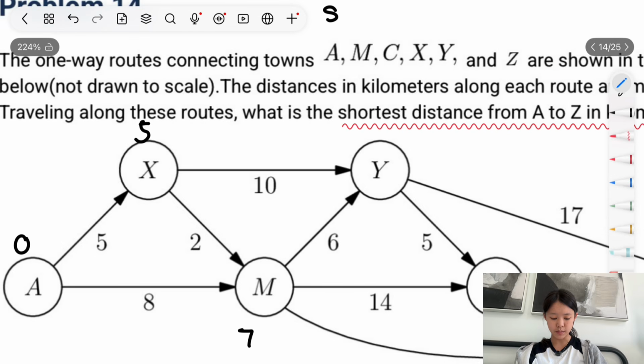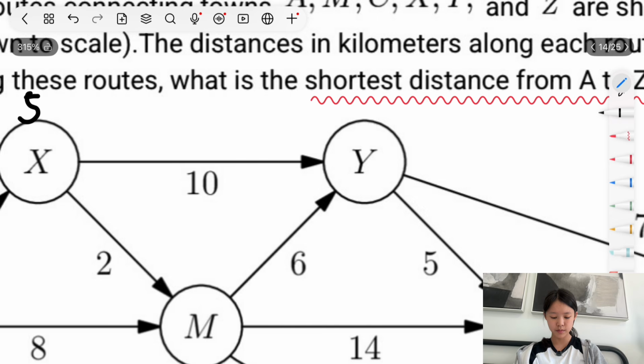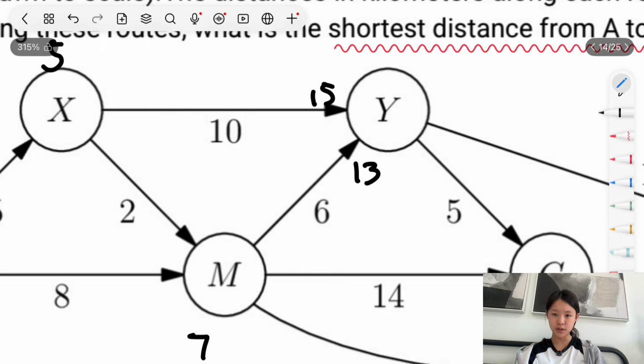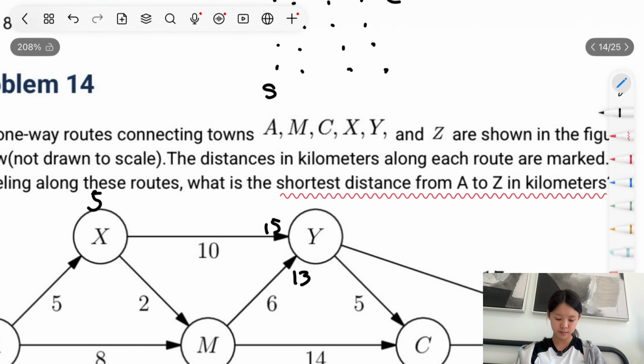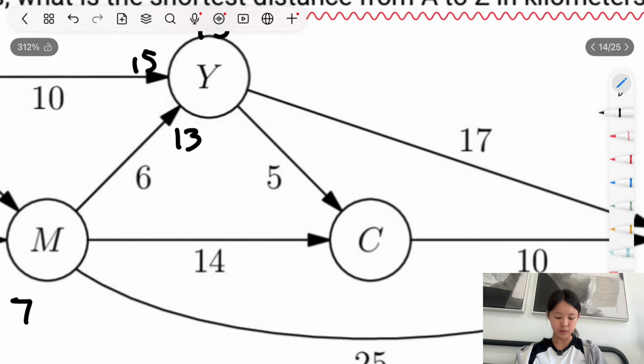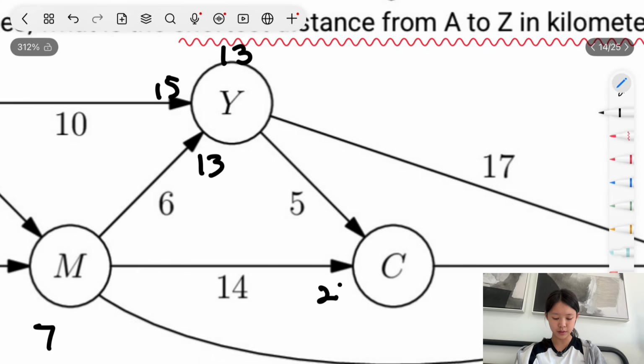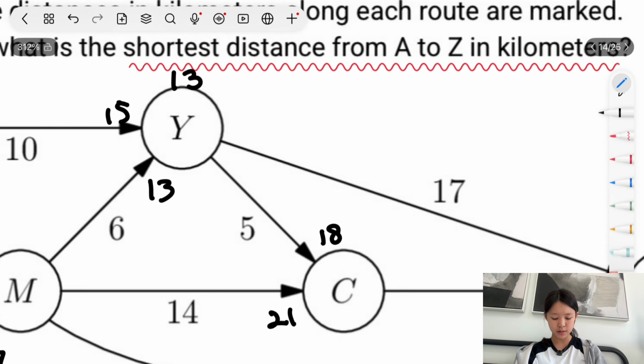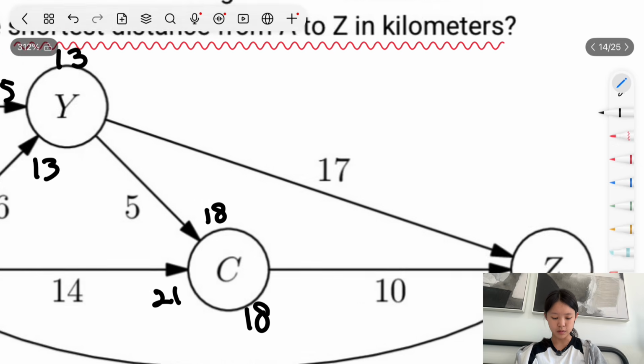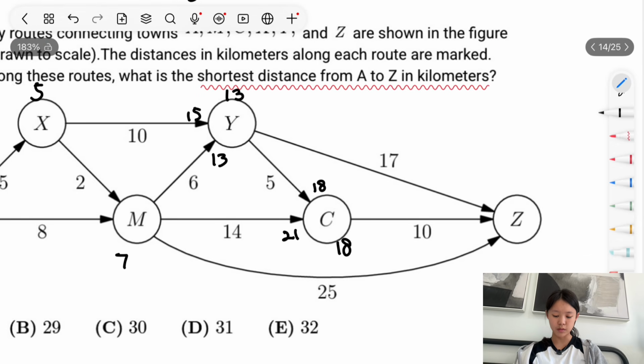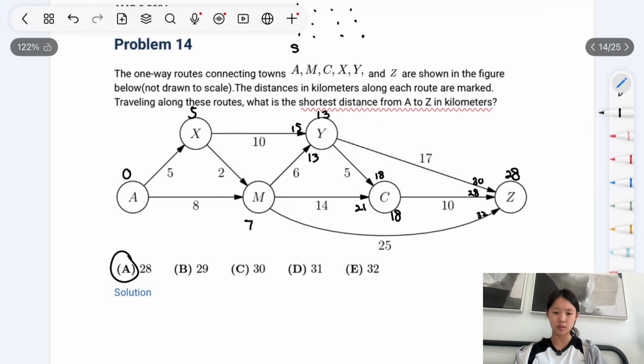Next, you can go either from X or M to Y. And so if you go from X, the path length would be 15. If you go from M, it would be 13. So we know the shortest path to Y is 13. And you do the same thing with C. Either you can go from 14 or you can go from 5. So the final shortest length is 18. And you can do the same again for the final Z. And you get 30 on top and then 28 here, or 32. So the final shortest distance would be 28. So you get the answer A, and you're able to do it relatively quickly.